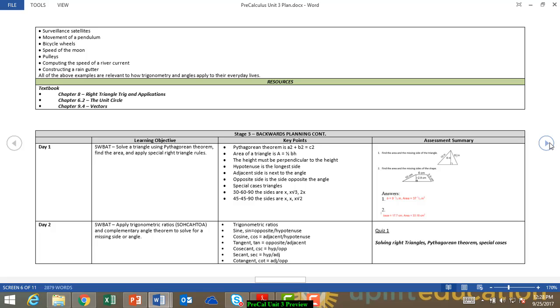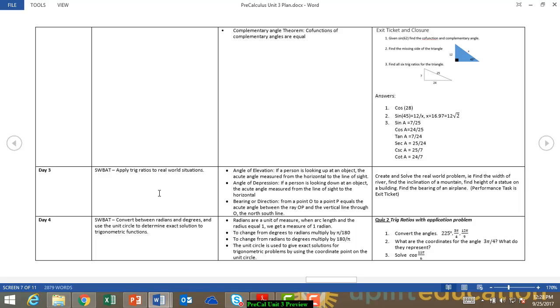Day 2 is SOHCAHTOA, applying trig ratios, how to identify what is sine, what is cosine. I would definitely use the acronym and help kids to understand that. You could also do a quiz on this day to really see how they're understanding Pythagorean theorem and special cases.